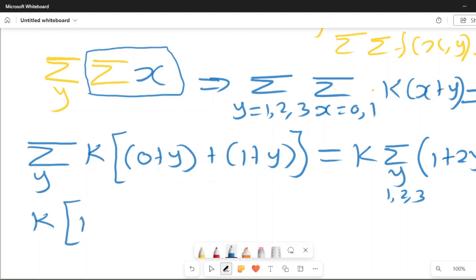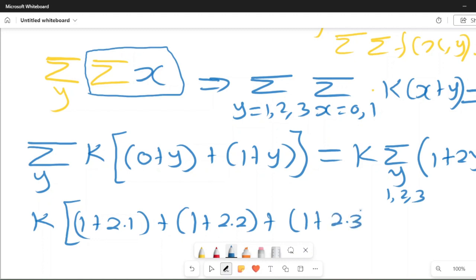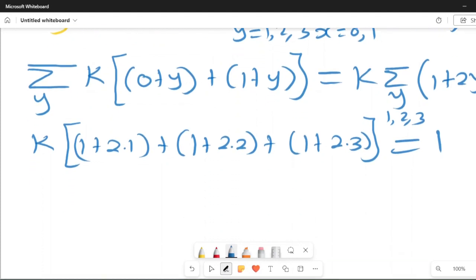So it will be 1 plus 2 times 1. And then when the value of y is 2, it is 1 plus 2 times 2. And then when the value of y is 3, it is 1 plus 2 times 3. And that's what we have. And this should be equated to 1.